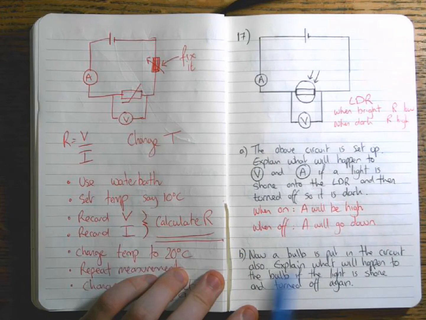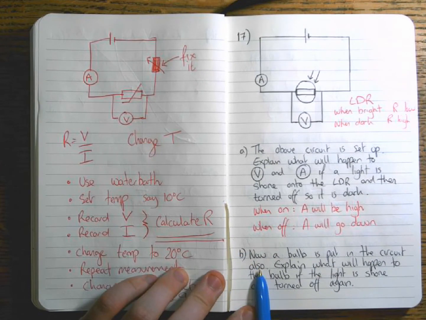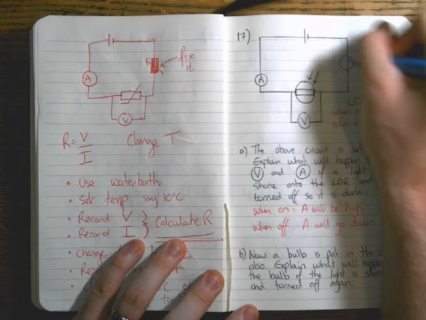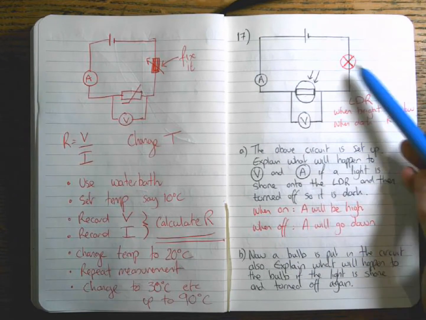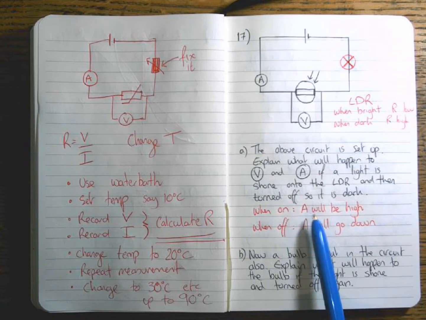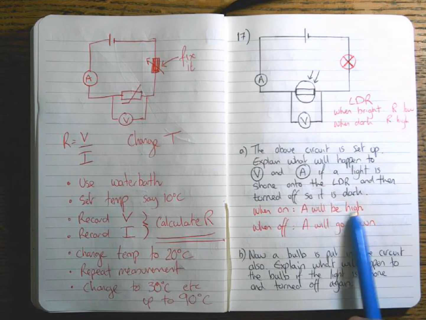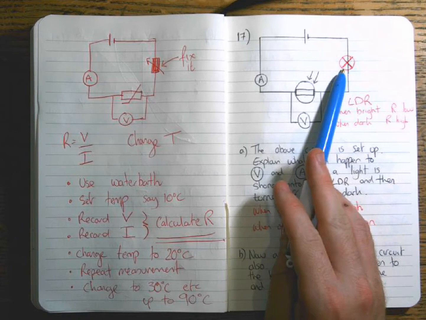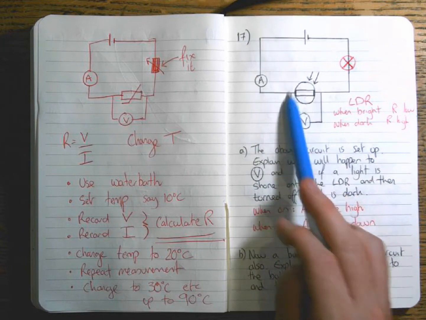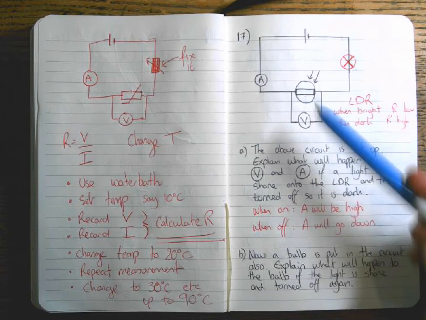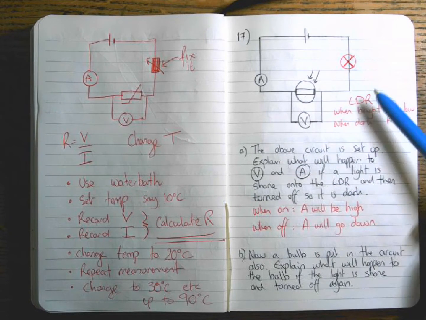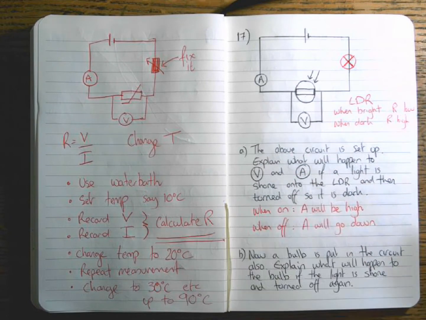Now a bulb is put in the circuit also. Explain what will happen to the bulb if the light is shone and turned off again. Okay, let's add that bulb in. So let's think about the effect that it'll have on that bulb. When we shine the light, the current will be high. That'll be the same even if the bulb's in there. If we shine the light, the resistance of this will go down, so the total resistance in the circuit will still go down. There will be less resistance and the current will go up.